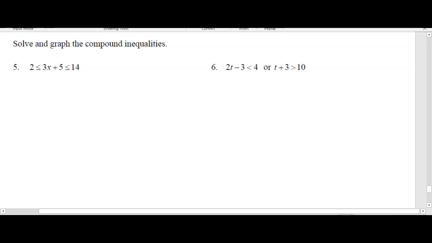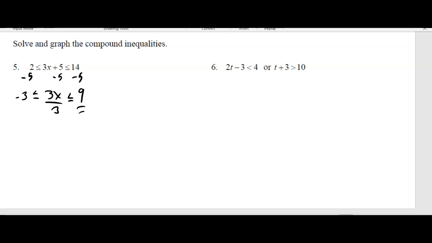So this is kind of cool. If I have these 3 things here all together, if I subtract 5, I can now do this to 3 sides. That's a big difference. Only when it's an and it's written as a compound like that. That leaves me with -3 less than or equal to 3x less than or equal to 9.